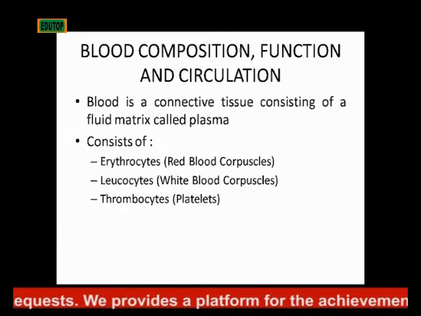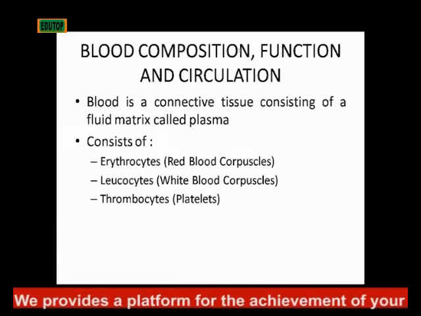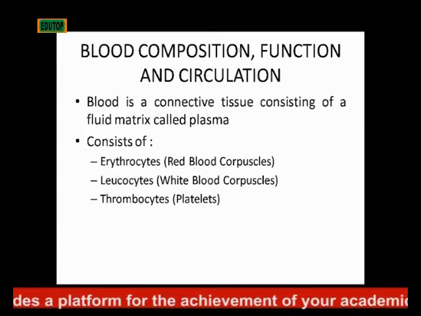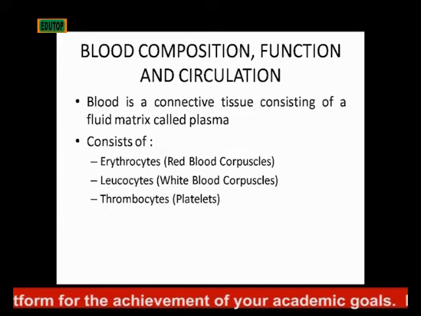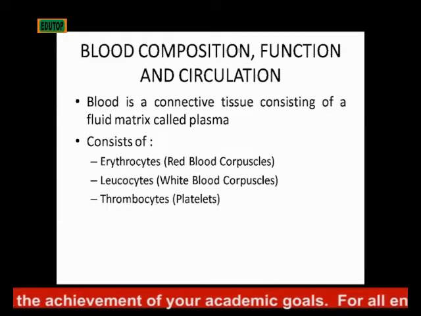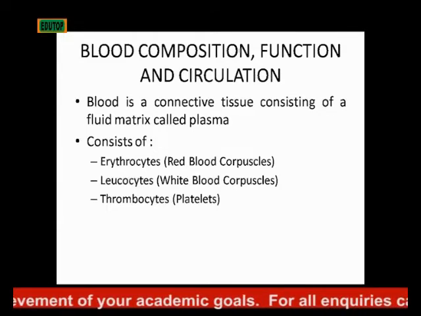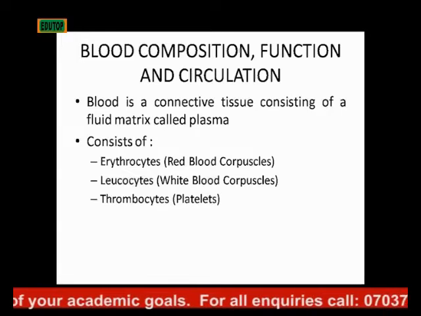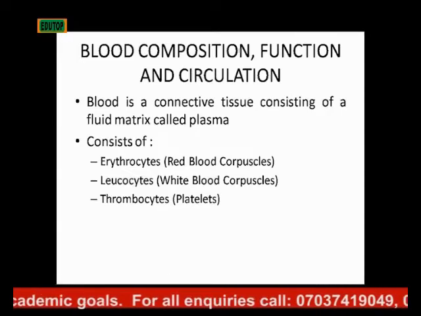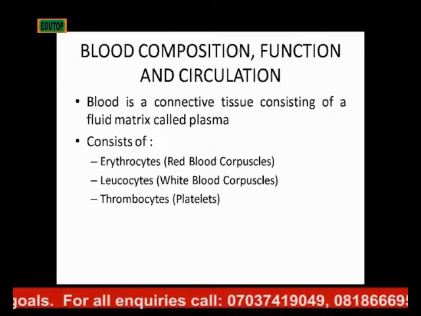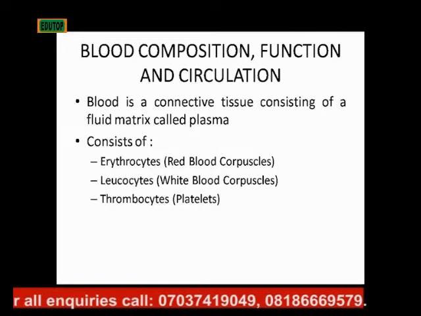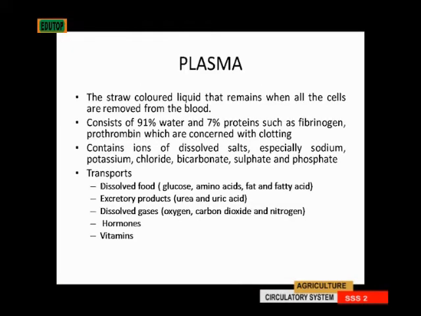Blood is a connective tissue consisting of a fluid matrix called the plasma, and it consists of three types of cells. We have the erythrocytes, that's the red blood corpuscles. We have the leukocytes, that's the white blood corpuscles. Then we have the thrombocytes, also called the platelets. The plasma is the straw-colored liquid that remains when all the cells are removed from the blood.